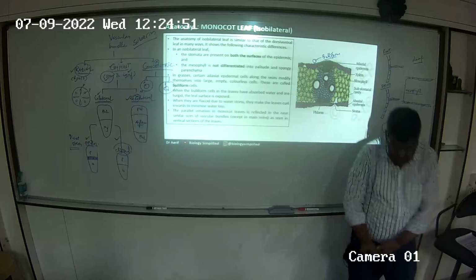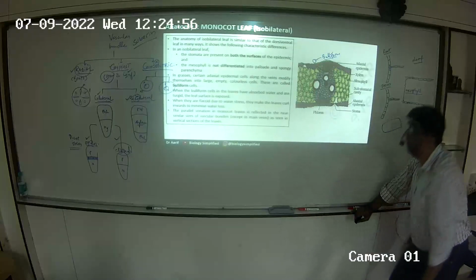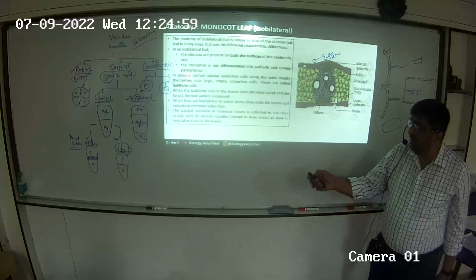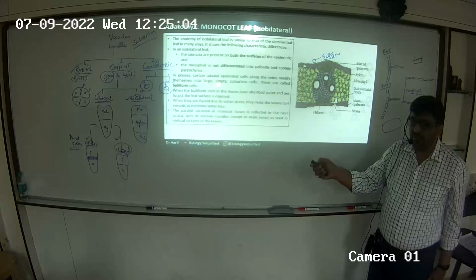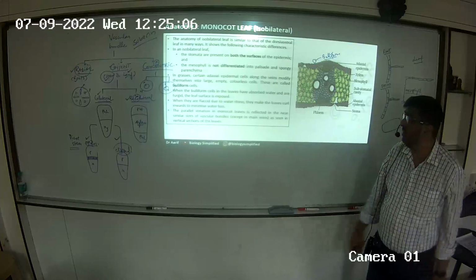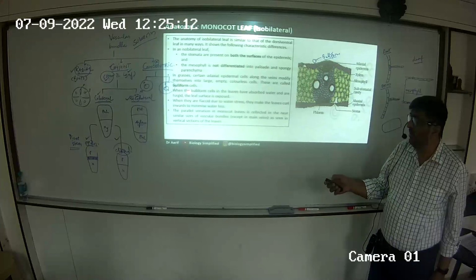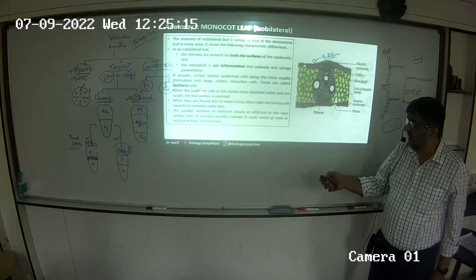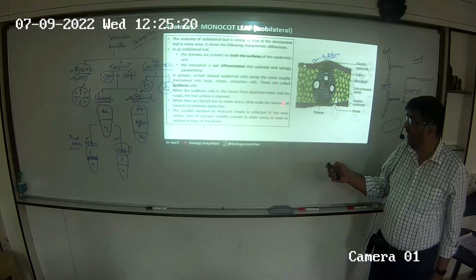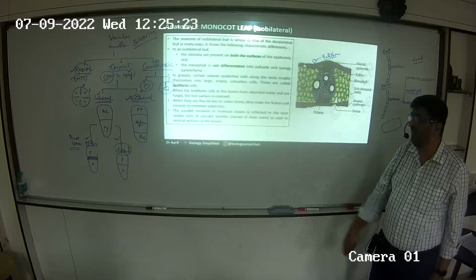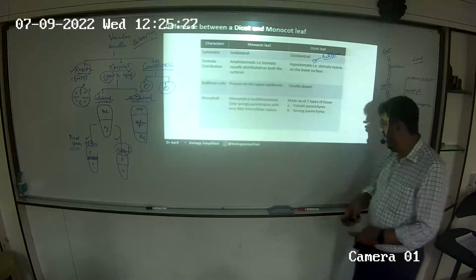ठीक है. Now what are these cells called? These cells are called bulliform cells. Right, so in grasses, I told you, grasses are monocots. Certain adaxial upper cells modify themselves into large empty colorless cells. They are called bulliform cells. So the leaf surface can be exposed if they are turgid, and the leaf surface can curl if they are flaccid. So this is the difference between monocot leaf and dicot leaf, please.